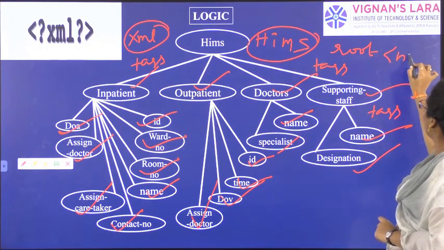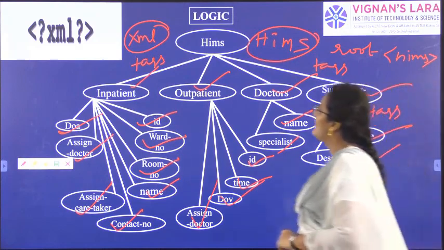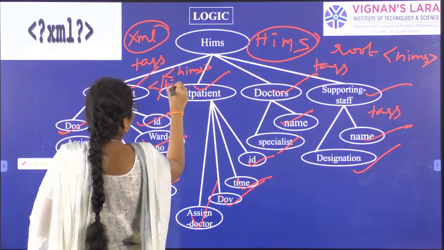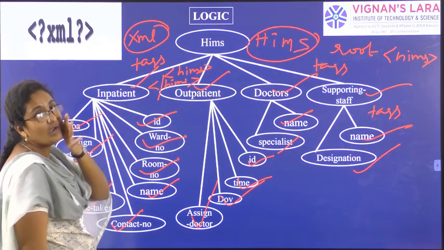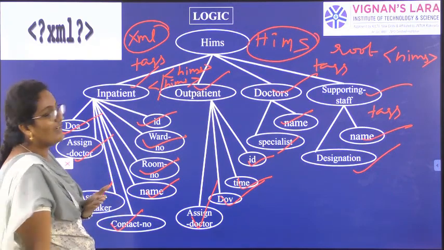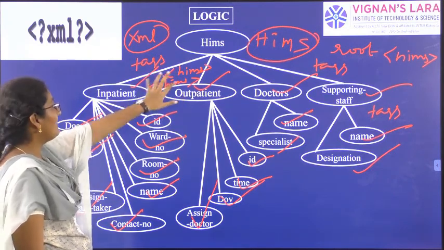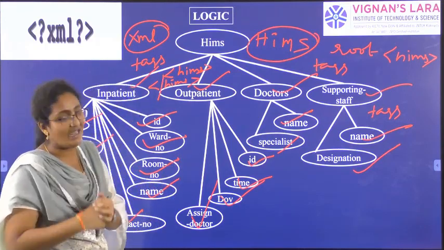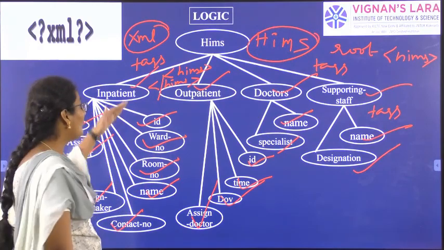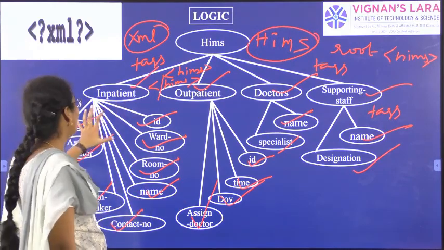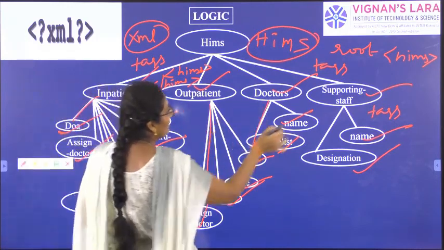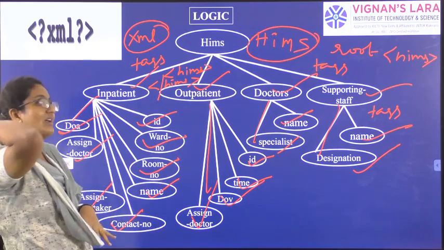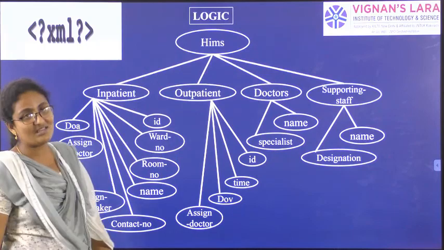The root element is also converted as a tag like HIMS. So open brace HIMS, closing brace /HIMS. These are the open and close tags of HIMS. We are talking about the hospital information management system, so that is the root element and the first tag. What will a hospital have? Inpatient, outpatient, doctor and supporting staff. That all will also be tags. Then what are the individual attributes of these? Individual attributes of inpatient, outpatient, doctor and supporting staff, like name and specialization, name and designation, will also be tags. So how can you write an XML file for this?